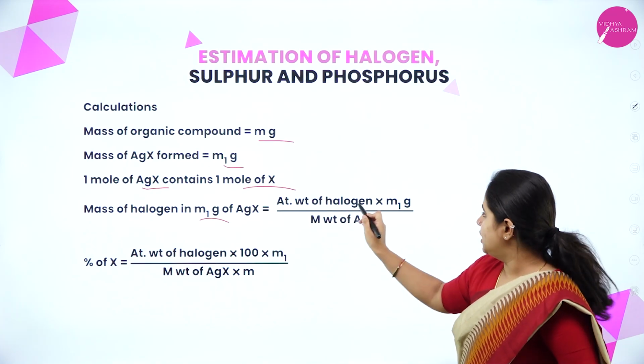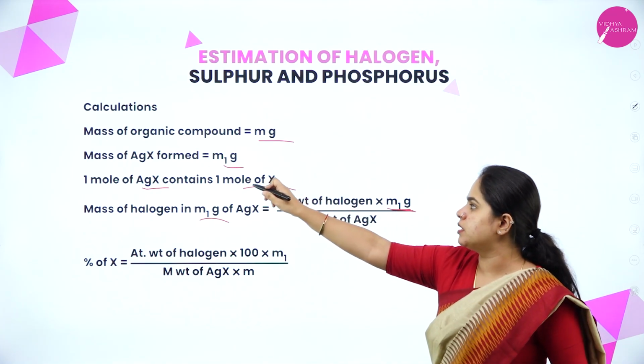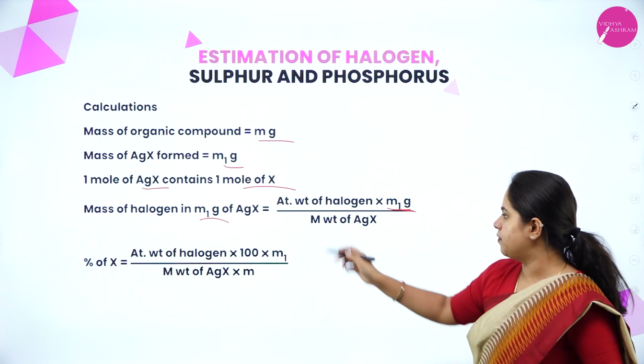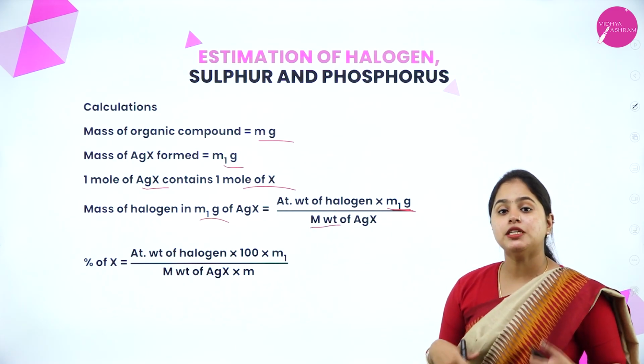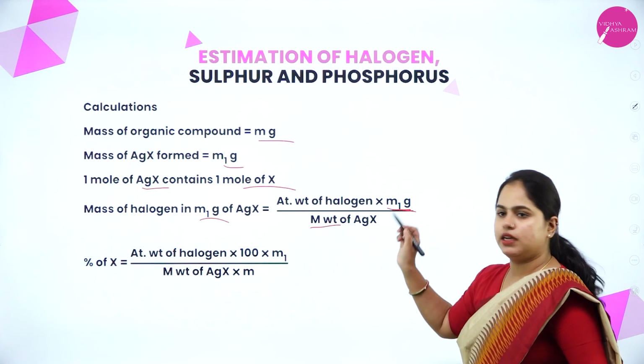where m1 is the mass of silver halide formed, divided by M, the molecular weight of silver halide.